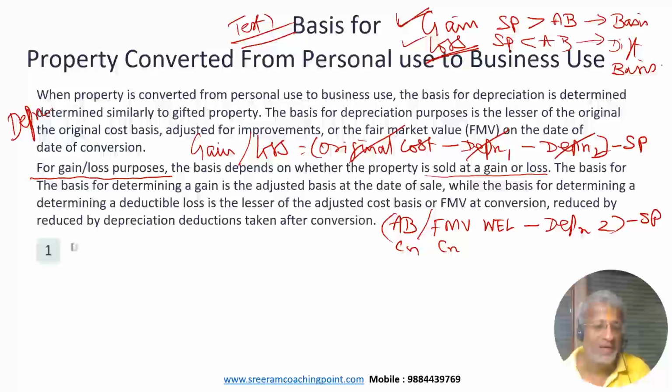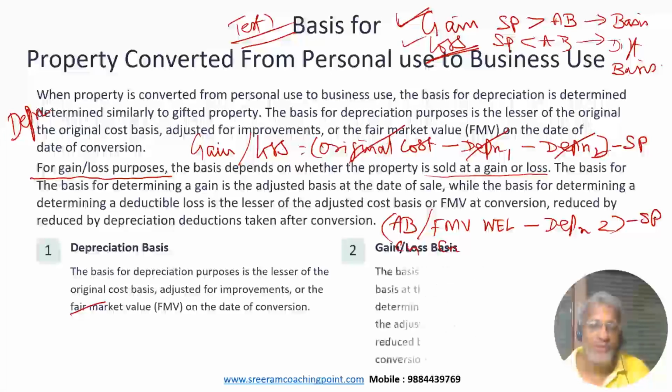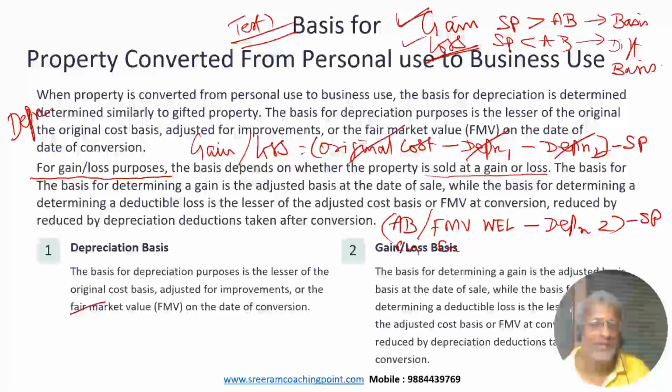Now, for the purpose of depreciation, the basis for depreciation is the lesser of the original cost adjusted for depreciation, in fact they have mentioned it as improvement, and, quite naturally, for depreciation alone, the fair market value on the date of conversion. Then number 2, for gain or loss purposes, the same thing is repeated here. Now we will proceed to the next slide.